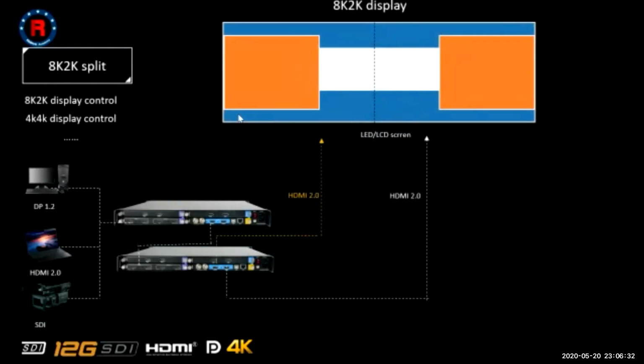Second, you need to use another device to do the presentation output for 4K content as a new 4K signal. You can connect one of the first device's 4K outputs to the input of the next device as a new 4K content. The second device does the splicing to show the content on the 8K2K display.